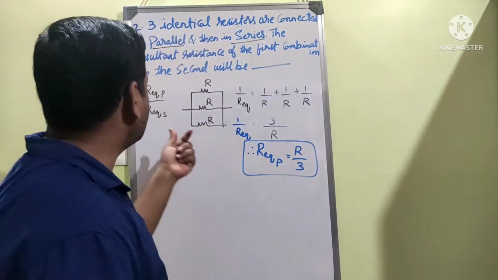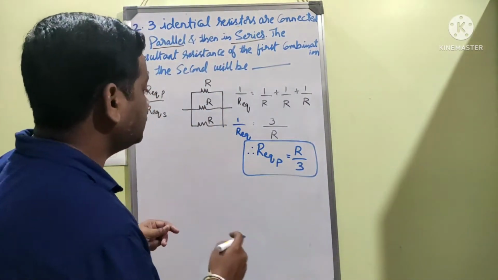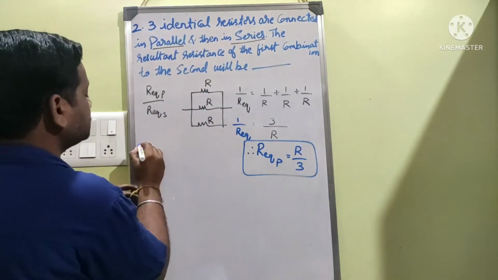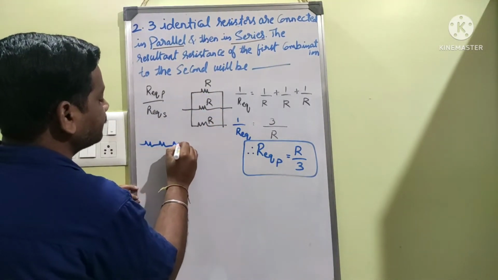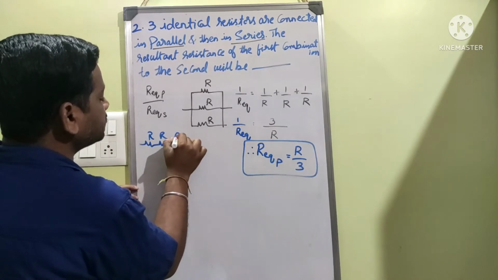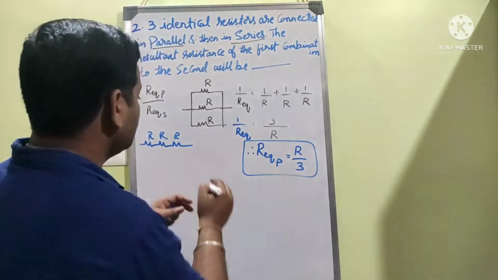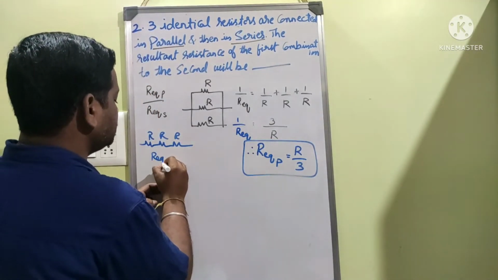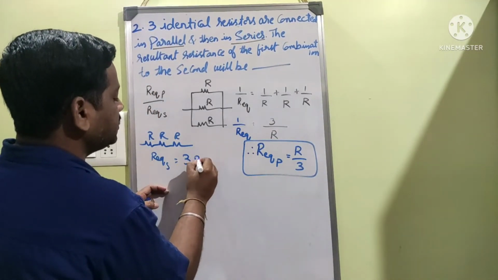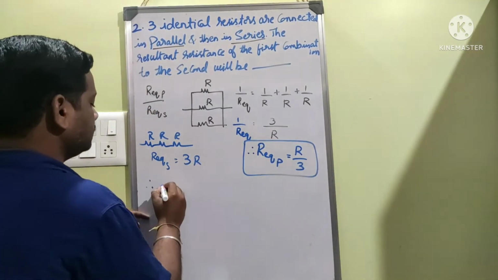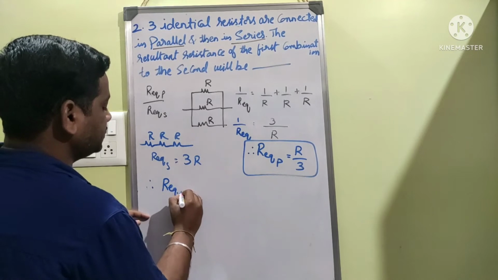Same way, let us find the R equivalent for series. So for series, now change the connection. The same R will be connected in series like this. So we know that in series all these resistances will be added together. When I add R plus R plus R, we get R equivalent in series will be equal to 3 times R. Therefore, now we can find the ratio easily.